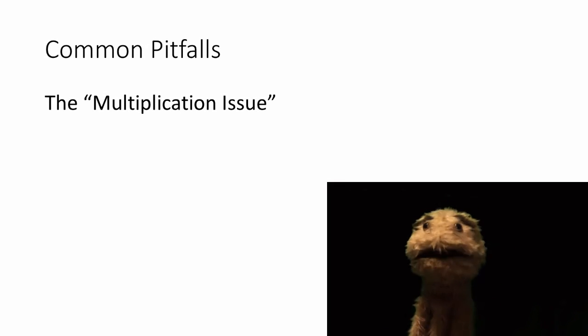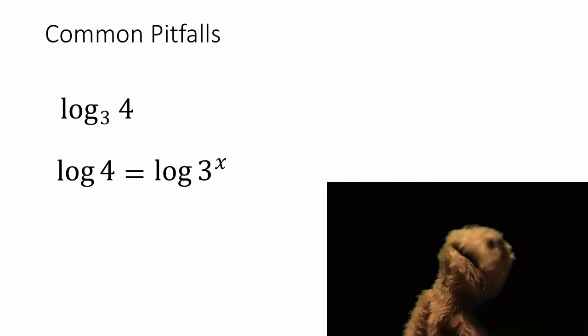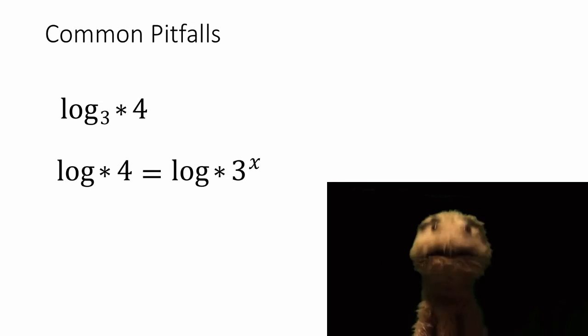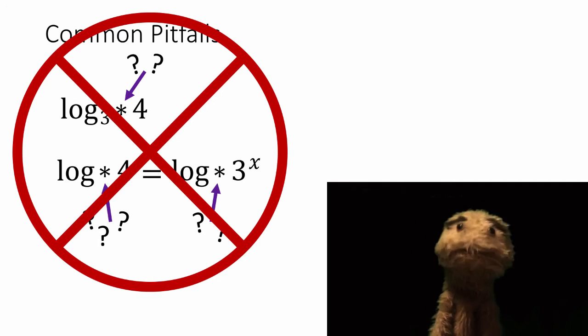Okay, we're almost through. Now I'm going to talk to you about a few common pitfalls that people run into while they're doing logarithmic problems. The first common pitfall is what I like to call the multiplication issue. Basically, when people see the log base 3 of 4, or say that you're going to find the log of both sides of an equation, they think that it's like multiplying both sides by log or something. Don't fall for this one.